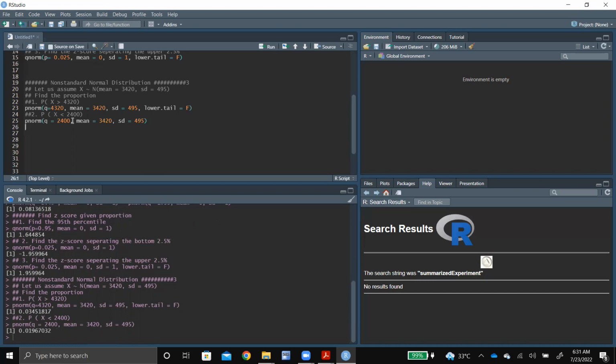Now, similar to the standard normal distribution, we can also find the corresponding values when the percentiles are given. So suppose, for example, I want to find the value of x which corresponds to the 40th percentile.